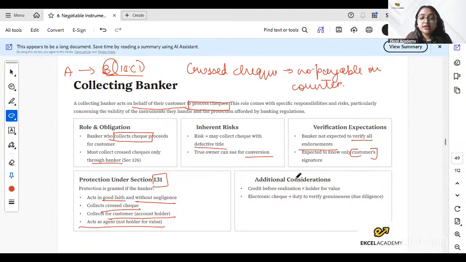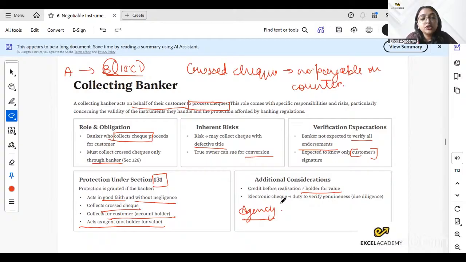Additional consideration: credit before realization does not make the bank a holder for value. Let's say, for example, the amount is credited beforehand, before A has even made the payment. It will not mean that ICICI Bank is now the owner of this money. Any bank collecting and making payments on behalf of the customer does so only in the capacity of an agent. It is just an agency set up between the customer and the bank, wherein the bank will receive the money on behalf of the customer.